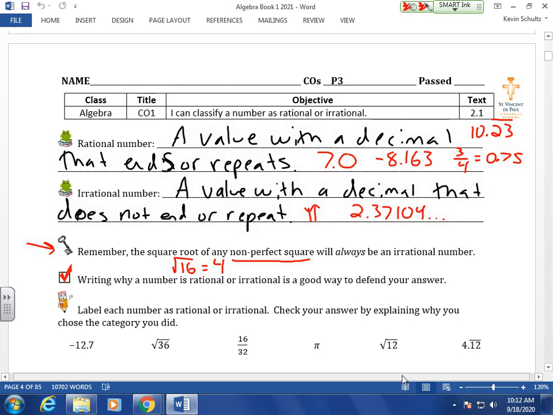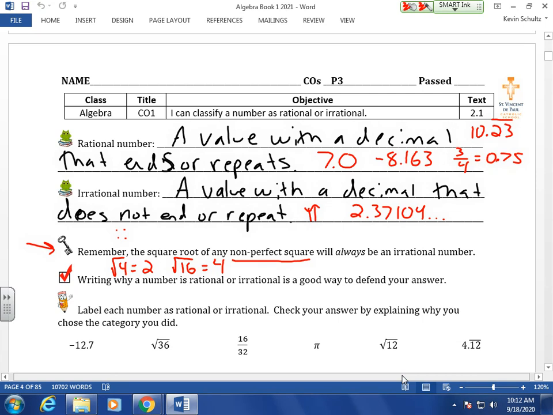Give me another example of a perfect square. Caleb. 4. 4 is a perfect square. The square root of 4 is also rational. It is 2. If I gave you 4 dots, you could make a square. A 2 by 2 square.